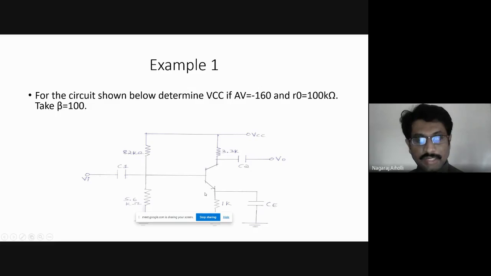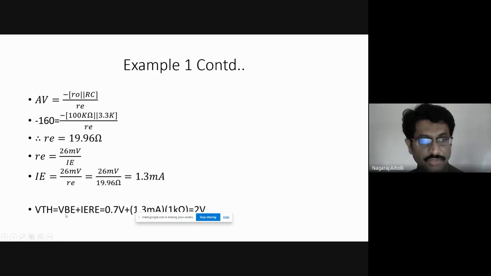Accordingly, from that equation we have VTH minus VBE minus IE RE equal to 0, or VTH is equal to VBE plus IE RE. Therefore, VTH is known, IE we don't know, RE we know, 1 kilo ohm, it is given in the circuit. IE we have to calculate. The relation is re equals 26 millivolt by IE, or IE is equal to 26 millivolt by re.